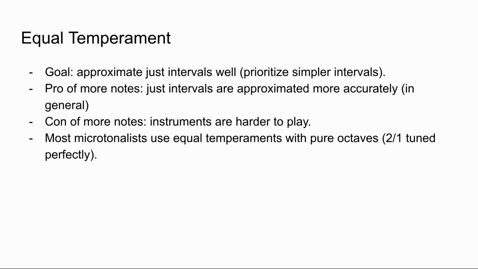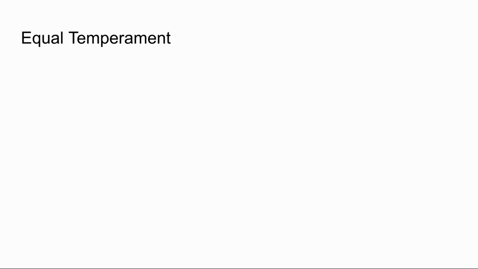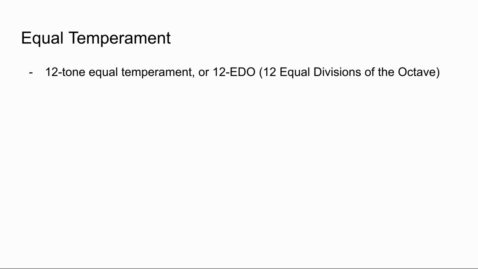Let's analyze this. Modern music uses what we call 12-tone equal temperament, or 12 EDO, which stands for 12 equal divisions of the octave. This is because 12 EDO does a decent job of approximating simple intervals involving multiples of 2, 3, 5, and 7, the first 4 primes. We'll take a look at one octave of a piano and see how this is done.